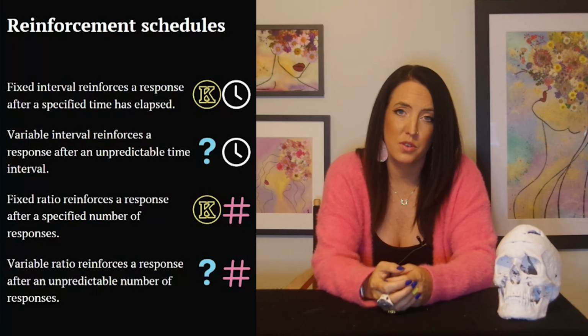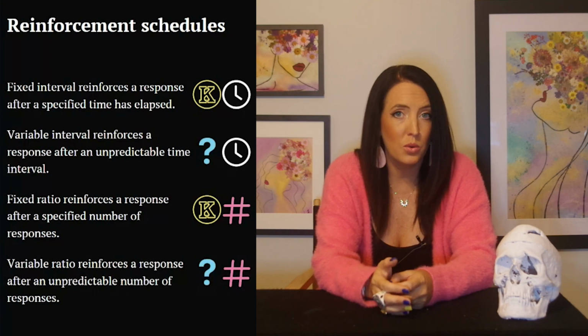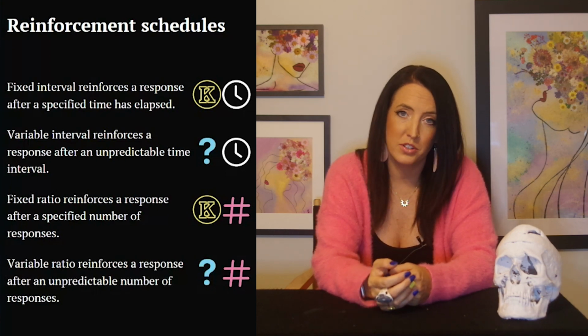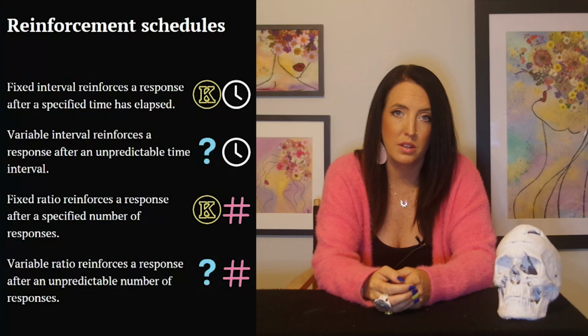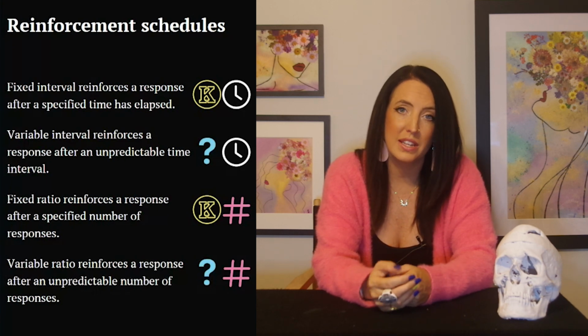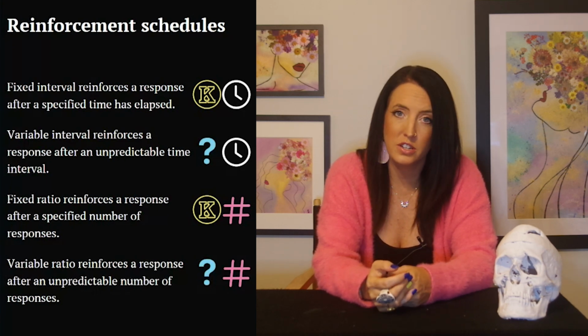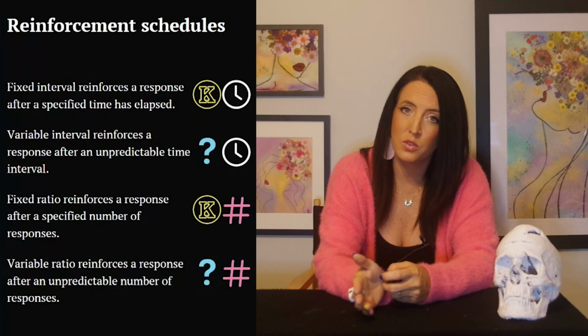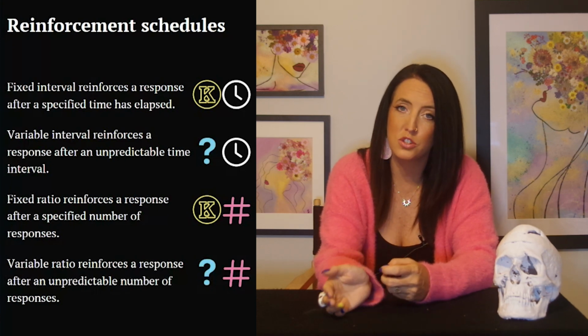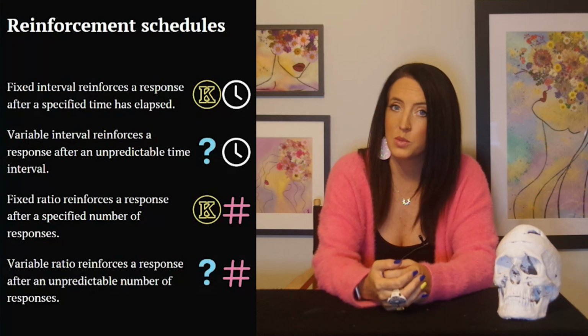Fixed ratio schedules of reinforcement means that we know the number of times we have to do something before we get a reward. This would be like getting a raise after selling 3 cars at a car dealership. You know exactly what you need to do and how many times you need to do it before that reward of a raise will come.